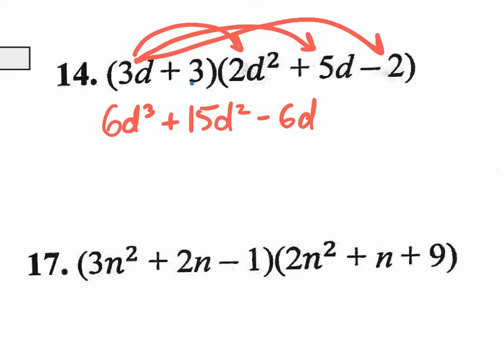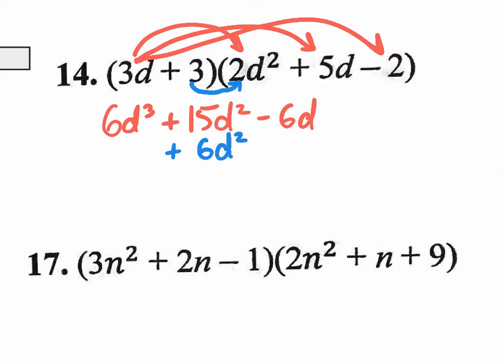Let's go positive 3 times 2d squared. That becomes 6d squared, right? Now, where am I going to line that up? Underneath the 15d squared. That's right. So let's put that positive 6d squared right below the positive 15d squared.